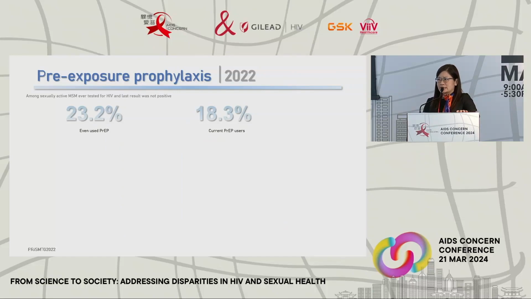For pre-exposure prophylaxis, let me share with you our PRISM survey, which is an HIV and behavioral survey amongst MSM and TG conducted in 2022. Among the sexually active MSM without a prior positive HIV diagnosis, 23% of them have ever used pre-exposure prophylaxis. In contrast, in a similar survey conducted in 2017, only 3% of them had ever used PrEP. For current PrEP users, defined as usage within 1 year, it is 18.3%.